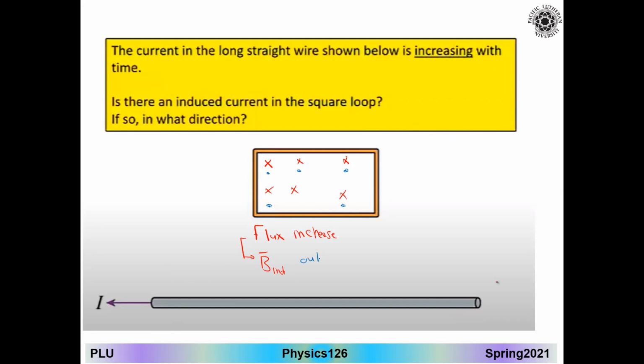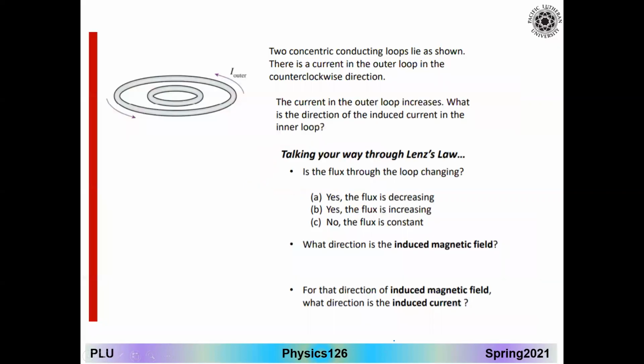So here it's out of the page. Since we have the induced magnetic field, by default we have an induced current. What is the direction of the induced current? Again, we're gonna use the right hand rule. We can find the induced current will be pointing counterclockwise, sorry. Okay, so let's move to the second example.